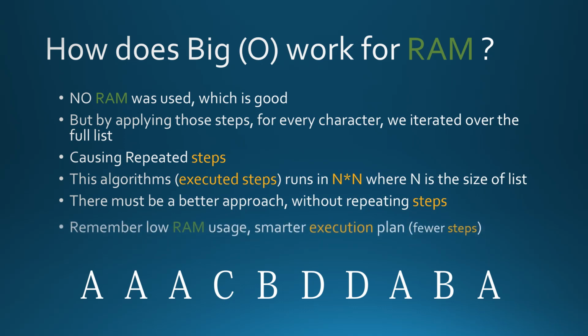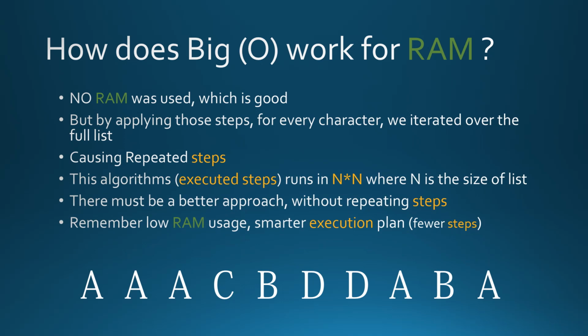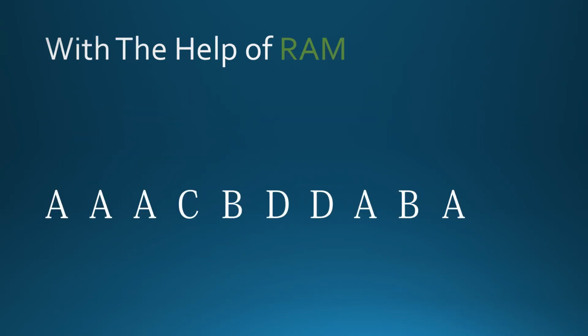We also need to remember that we need low RAM usage and a smarter execution plan. That's the optimal goal, and that's what we're trying to achieve using this big O notation measurement. So we need low RAM usage and a smarter execution plan, with fewer steps, but we have a lot of repeated steps. We need to fix this issue, and that's what we're going to fix next.